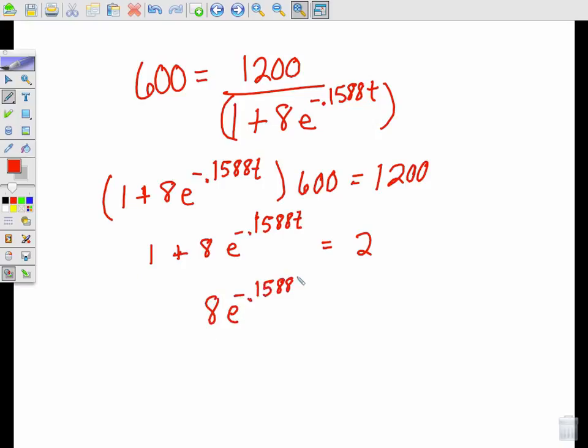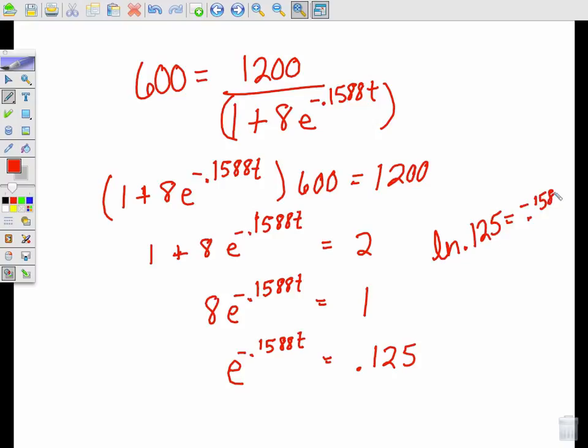equals 2. And then subtract 1, so 8 e to the negative 0.1588t equals 2 minus the 1 is 1. Now divide by 8, e to the negative 0.1588t equals 0.125, which is 1/8. So to solve this, you're going to do natural log of 0.125 equals negative 0.1588t. So go ahead and calculate that. You're going to get t equals approximately 13 months.